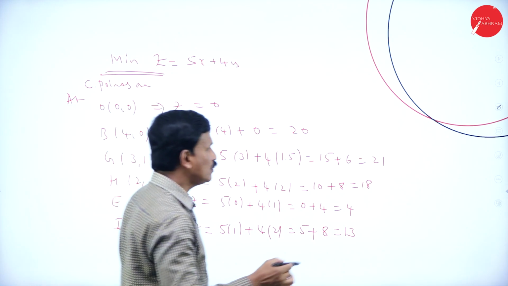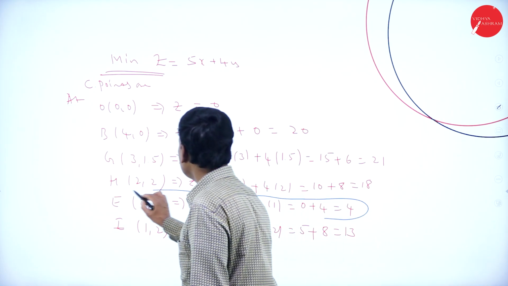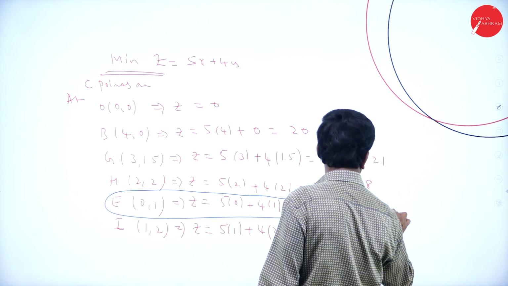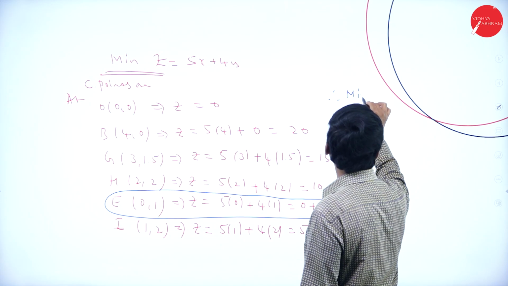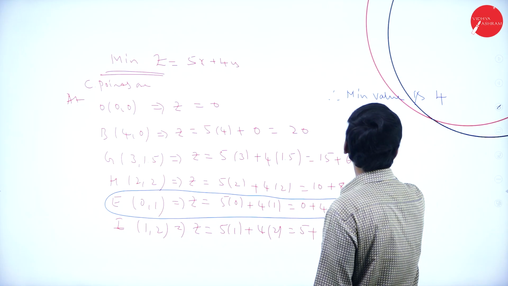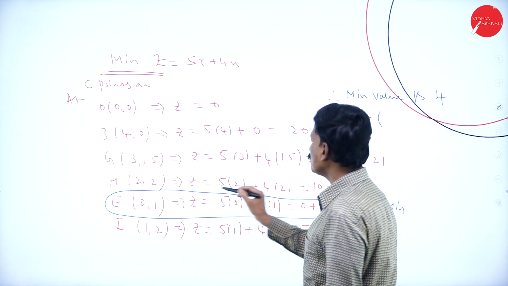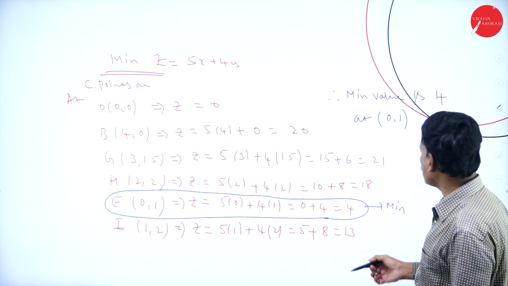Now what is required is to find the minimum value. What is the minimum value? The minimum value is 4. This is the minimum value. So therefore, the minimum value is 4 at the point 0, 1.